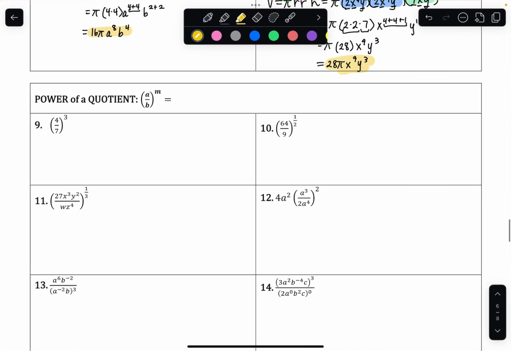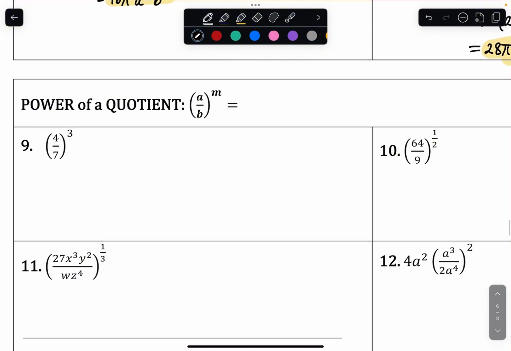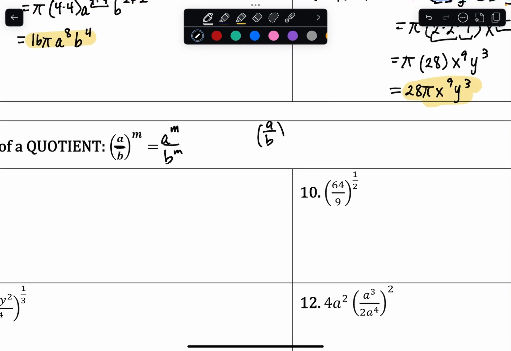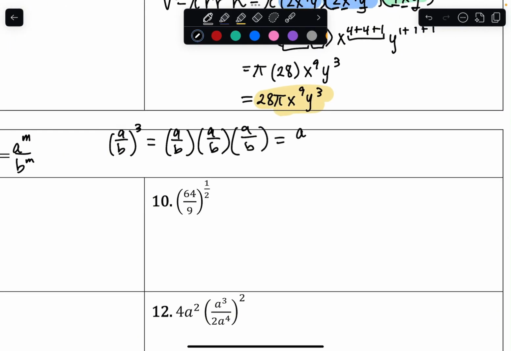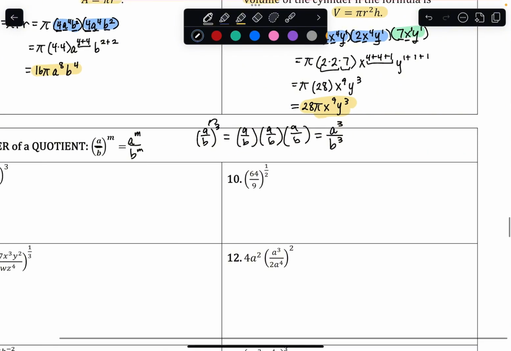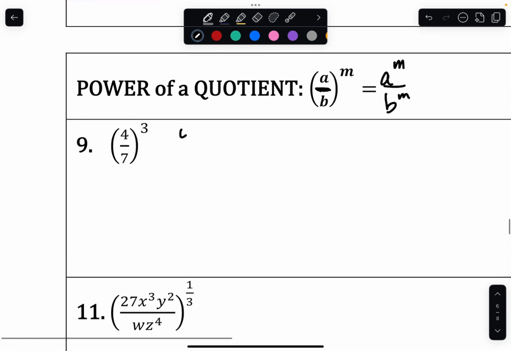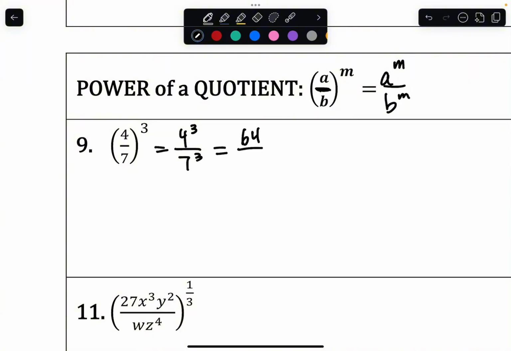All right, last rule is when you have a quotient, a division bar, you can also distribute the exponent. Okay, and so just to think, if that m was an actual number, if I had a over b cubed, that's a over b times a over b times a over b, times itself 3 times. And so of course you see 3 copies of a being multiplied, 3 copies of b being multiplied, and so you can distribute the cube to the top and the bottom. And so here I would have 4 cubed over 7 cubed, which is 64 over 343.